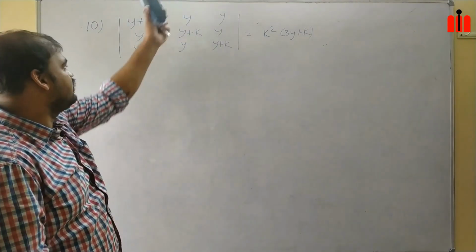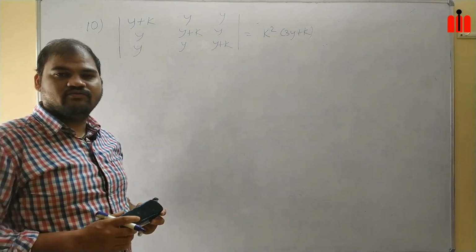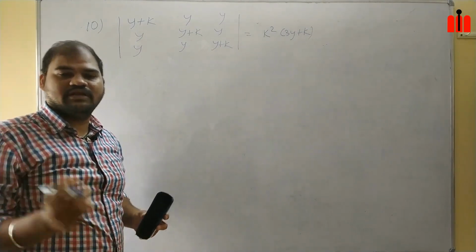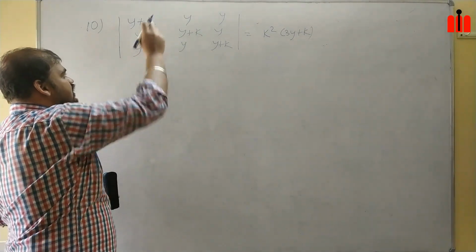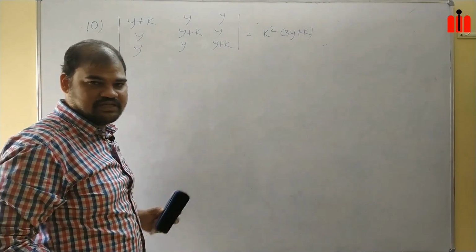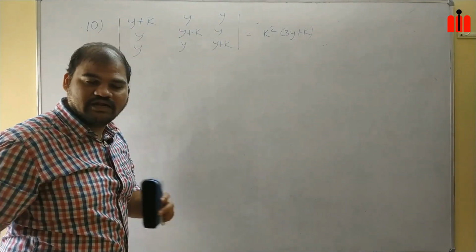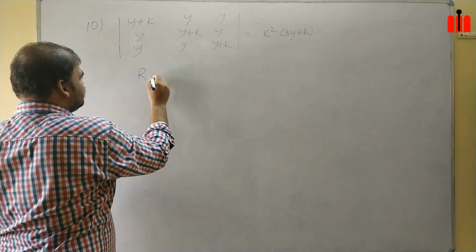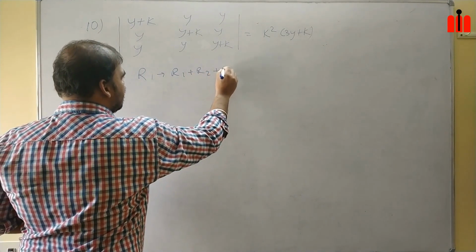In this problem number 10, we are having y plus k, y plus k, y plus k. We have to show that it is equal to k square into 3y plus k. For that, we will add all the three rows, R1 plus R2 plus R3. Then we will get 3y plus k. Here also we will get 3y plus k. Here also we will get 3y plus k. So let's do that. So R1 tends to R1 plus R2 plus R3.